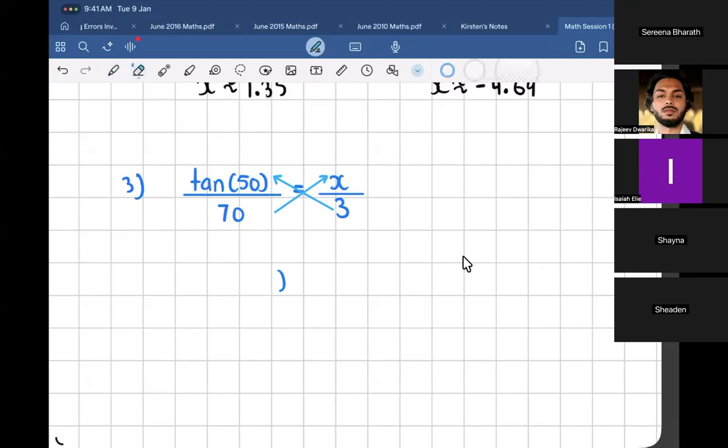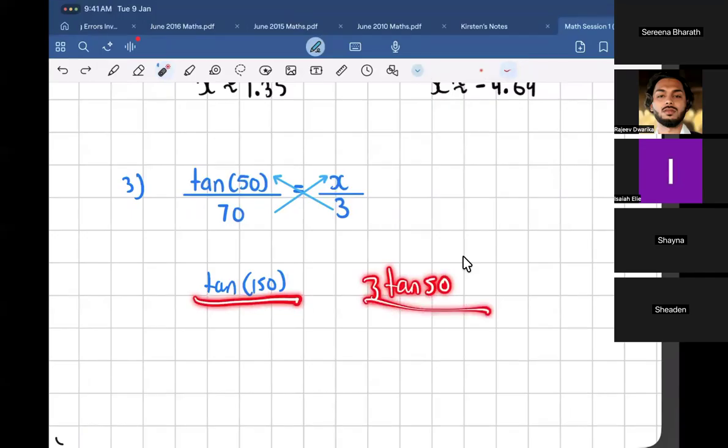All right. If I were to cross multiply, would I end up with tan 150? Or should I write 3 tan 50? Which one do you all think is correct? This or this? Option 1 or option 2? Let me hear. Everybody, tell me. 2. Isaiah says 2. Shina, what do you think?